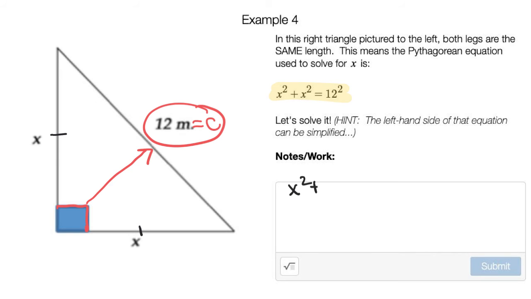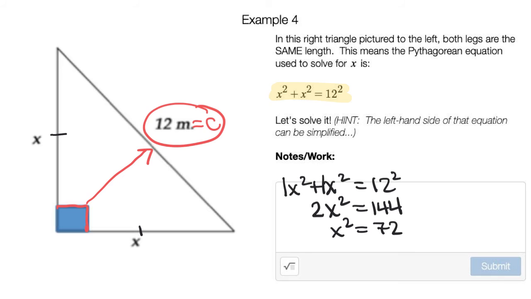Okay, x squared plus x squared equals 12 squared. Before I do anything else, I do need to combine like terms. So I have 1x squared and 1x squared. And when we combine like terms, we just change that leading coefficient. Okay, and 12 squared is 144. I need to divide both sides by 2. So I have x squared equals 72.